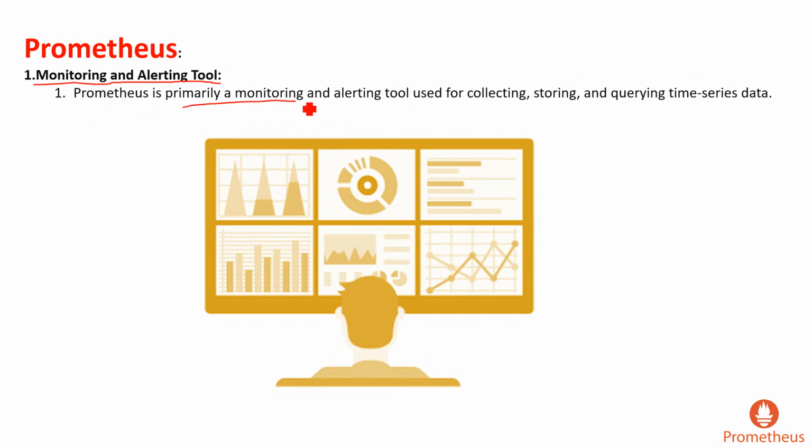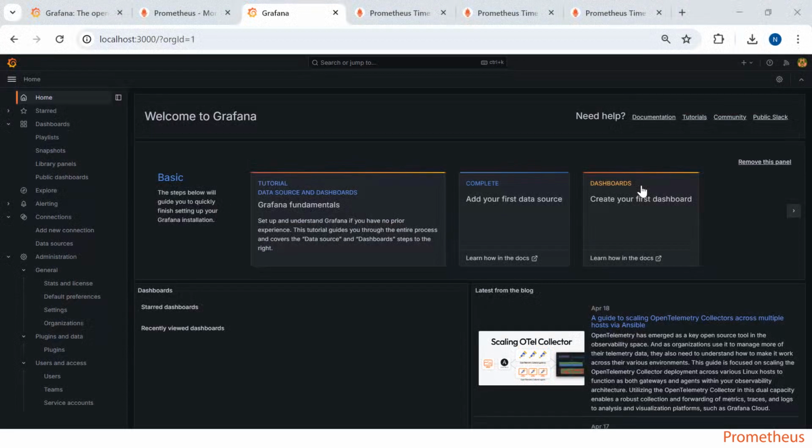Prometheus is primarily a monitoring and alerting tool for collecting, storing, and querying time series data. So you have to understand what time series data is. In short, I can say that whatever data you are collecting over a period of time is known as time series data.